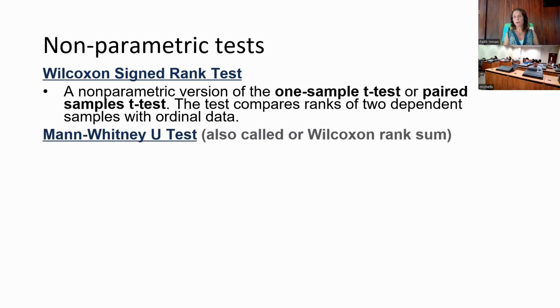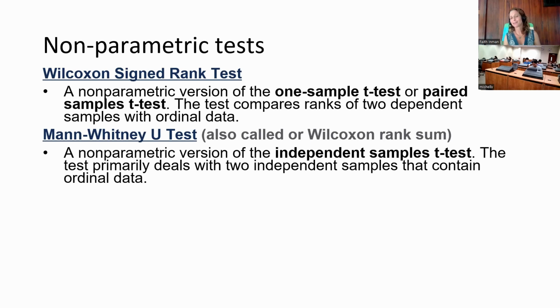Then there's the Mann-Whitney U-test, also called the Wilcoxon rank sum test. So there's the Wilcoxon signed rank test, and the Wilcoxon rank sum test, which is the same as the Mann-Whitney U-test. I told you the names were horrible. So this is a non-parametric version of the independent samples t-test. So if you have two independent samples for your t-test, then you use this test. And the test primarily deals with two independent samples that have ordinal data, or it could just be really small sample sizes or really skewed data.